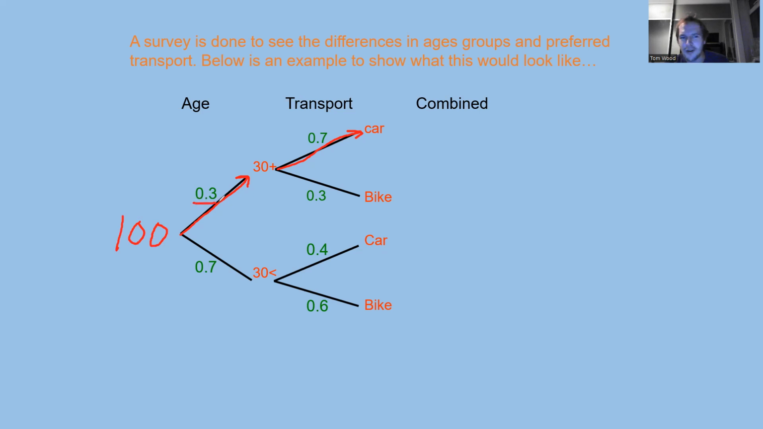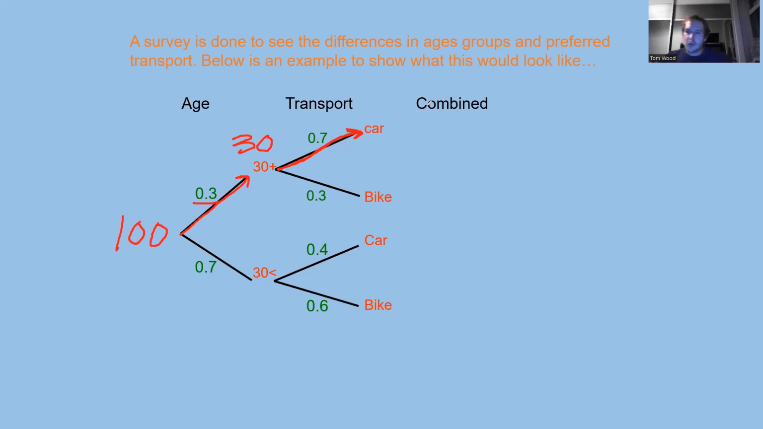Sorry, I've got to put you on the spot a little bit there. Yeah, 0.3. So that's 30%. Yeah, that's the same thing. So we know if we're dealing with 100 out of 100, it makes it easier. So we know that 30 of them are in this category. So then what we've got is 70% of these people like to travel by car. Does that make a bit of sense there?